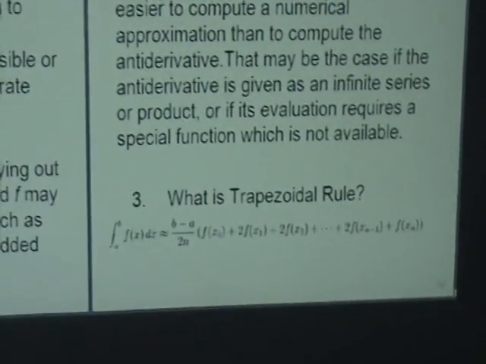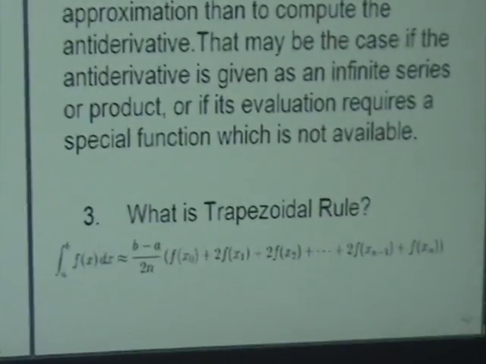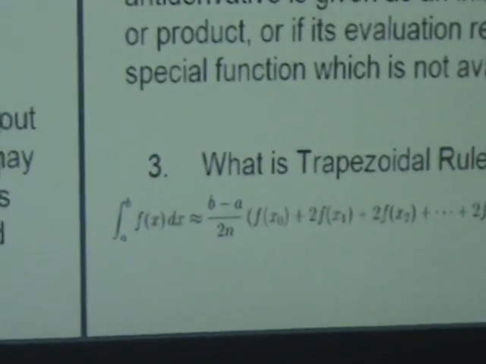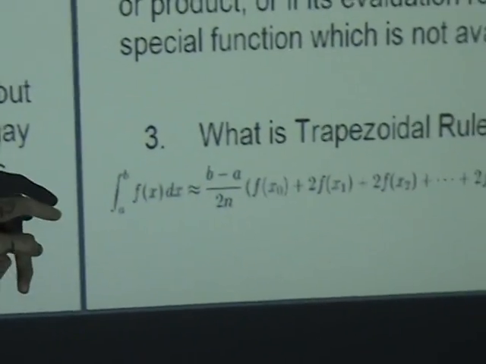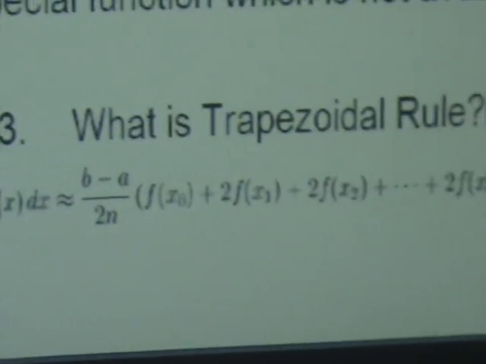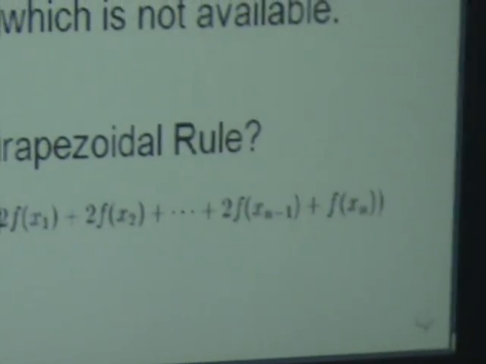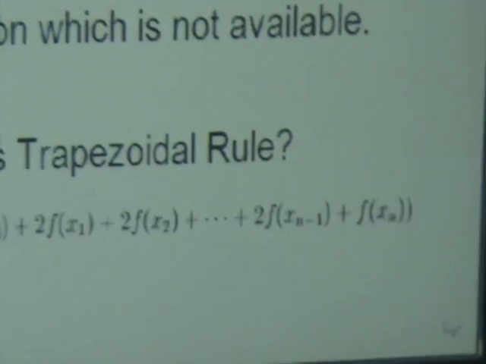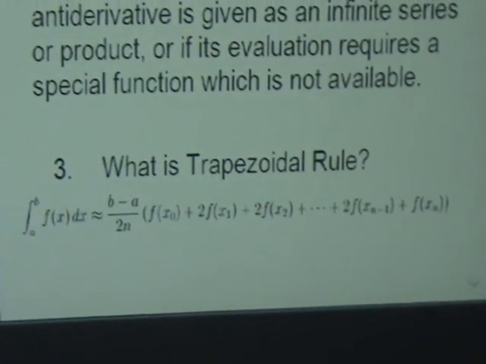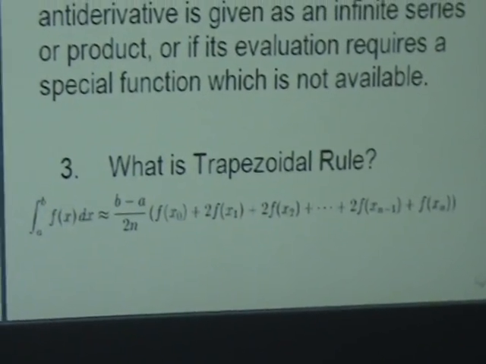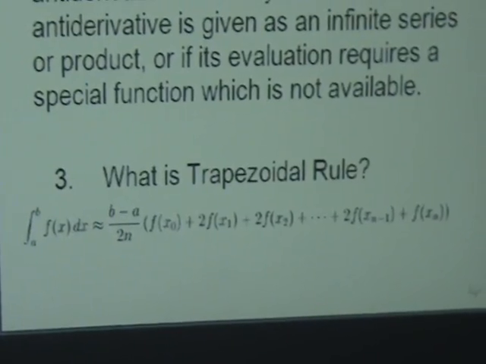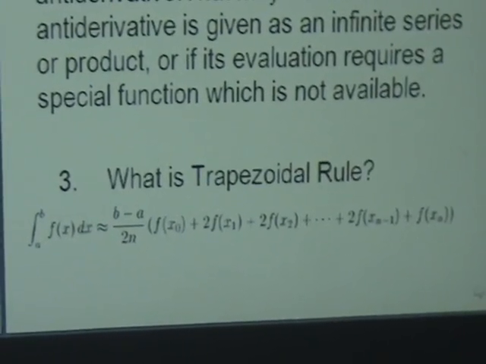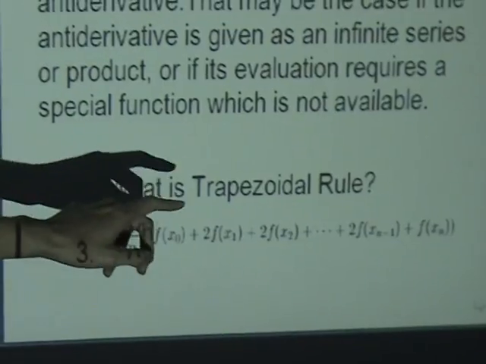Okay, so you move on to question 3, which is what is the trapezoidal rule? So this is roughly the formula of the trapezoidal rule. Yeah, the integral of f(x) dx is equal to (b minus a) over 2n, times the bracket f(x0) plus 2f(x1) plus 2f(x2) and so on. So this is a pattern, a number pattern.